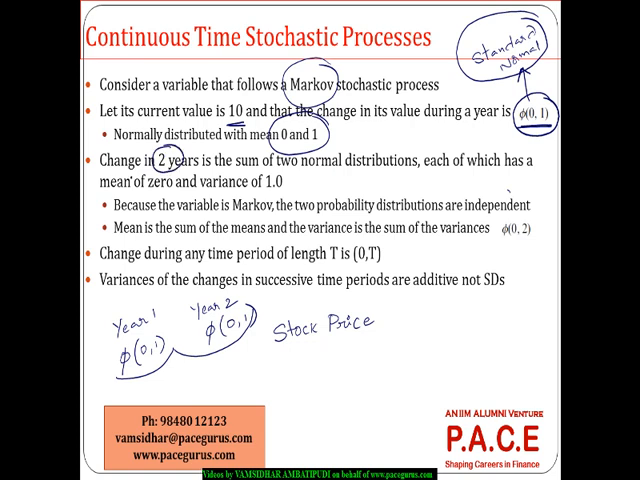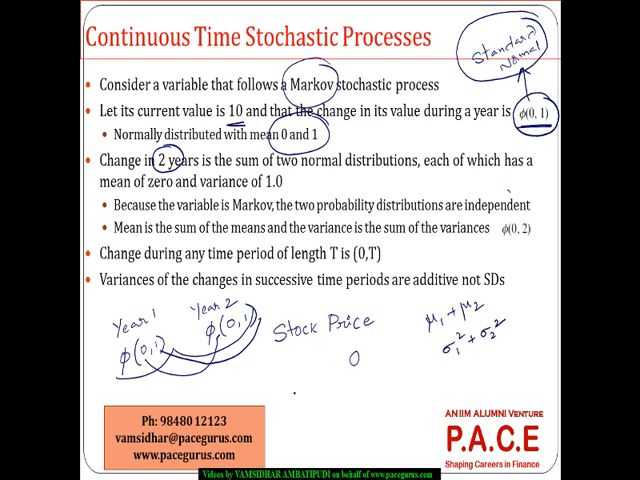Now, if I want to talk about the change in 2 years, I can simply add up the means, I can simply add up the variances. For a normal distribution, if you remember one of the properties, a linear combination of 2 or more normally distributed random variables is always normally distributed with a mean mu1 plus mu2 and a variance sigma 1 squared plus sigma 2 squared.